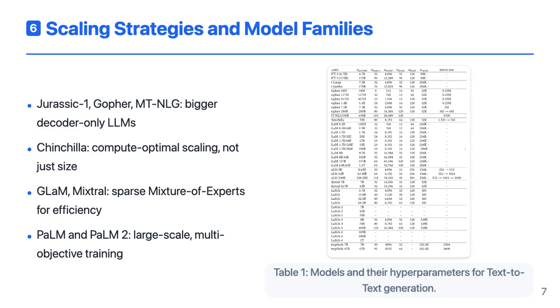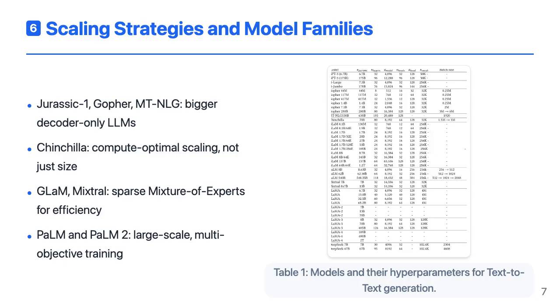After GPT-3, multiple labs explored how far scaling could go. Jurassic-1, Gopher, and MT-NLG all follow the decoder-only transformer recipe, but push parameter counts and data quality. Chinchilla challenged the bigger-is-always-better mindset by showing that a balanced trade-off between model size and data volume can outperform much larger models.